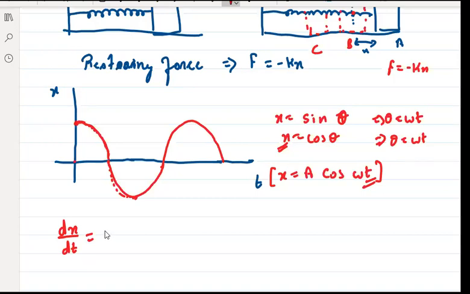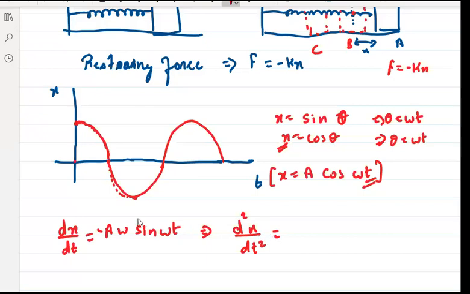It will be A omega, minus sine omega t. Yes or no? Differentiation of this function. So differentiation of cos omega t is minus omega sine omega t. Everyone clear? Yes, using chain rule. Now, differentiate this again, which is d square x by dt square.